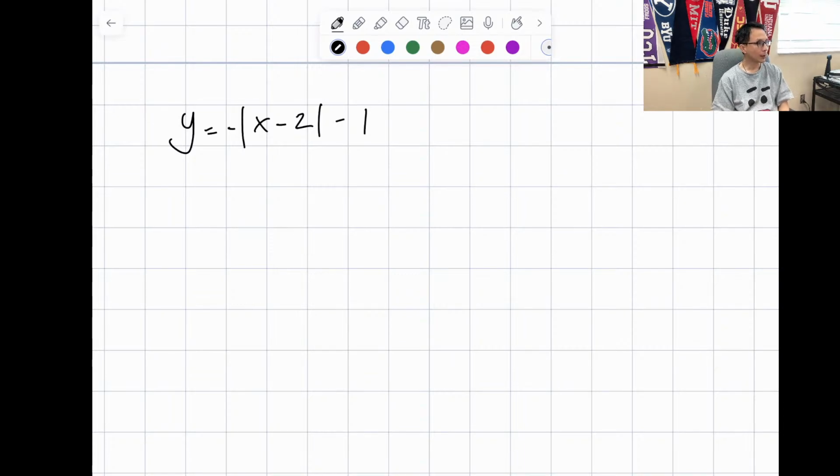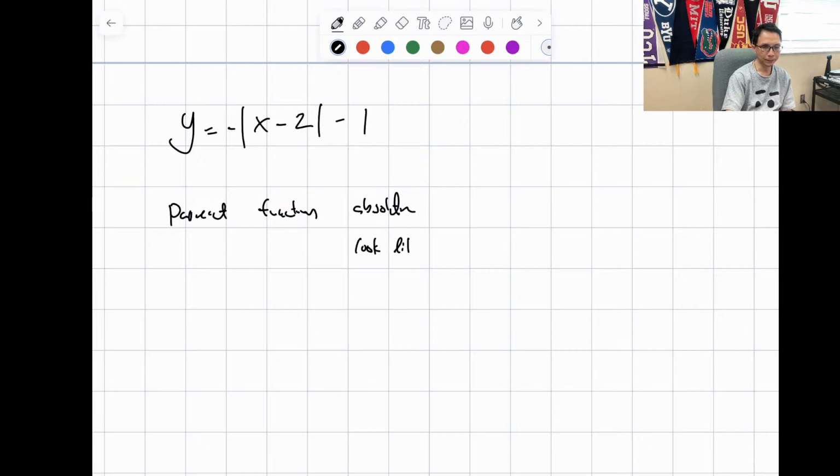First of all, we have to analyze what kind of parent function this is. What kind of parent function do you think this is? Linear? No, it's not linear. It has a special notation there. Absolute value. So we're going to say the parent function is absolute value. What does it look like? It looks like a V shape, right? Not a U shape.